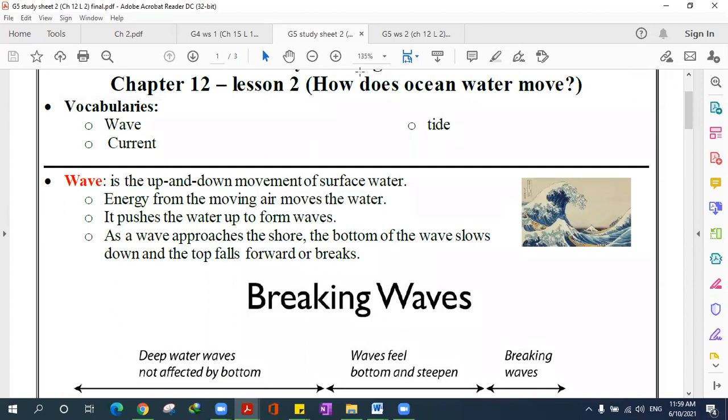So what's a wave again? It's up and down movement of the surface water. It's just energy.